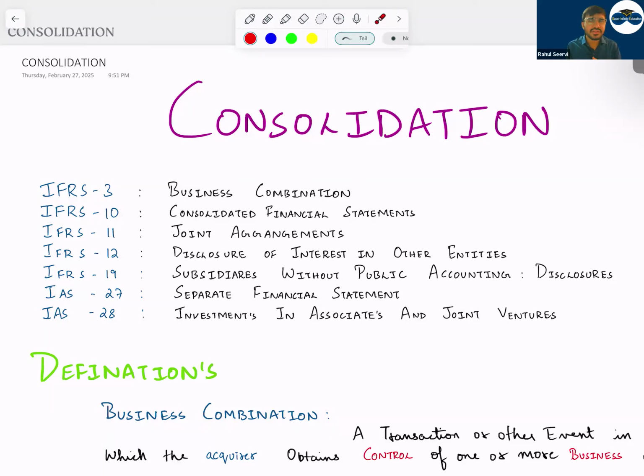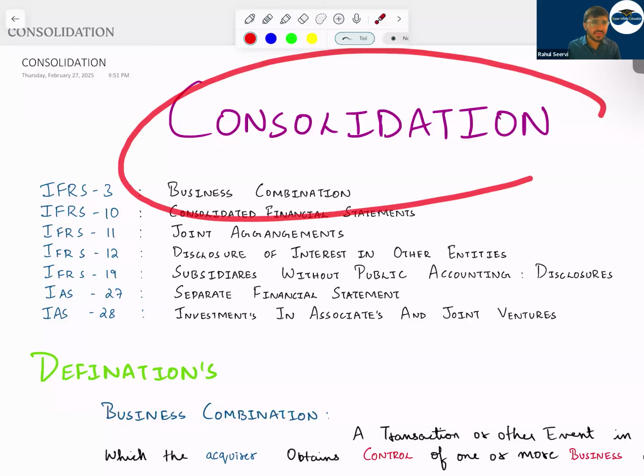And then the other 6 to 8 marks could be 4 to 5 marks regarding some theory on consolidation or some standard, or one more question could be regarding some standard like IAS 19 or fair value. Then you can have IAS 12. We have seen this. So now chalo, let us start with consolidation.